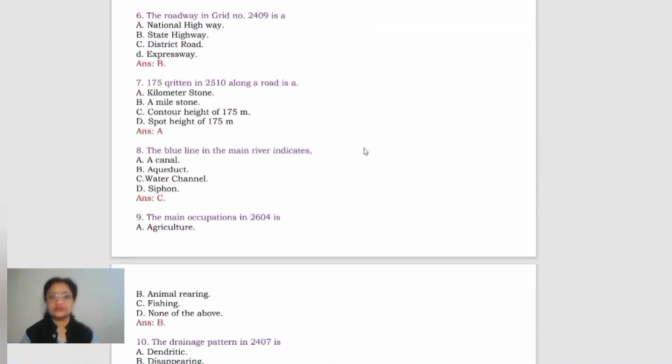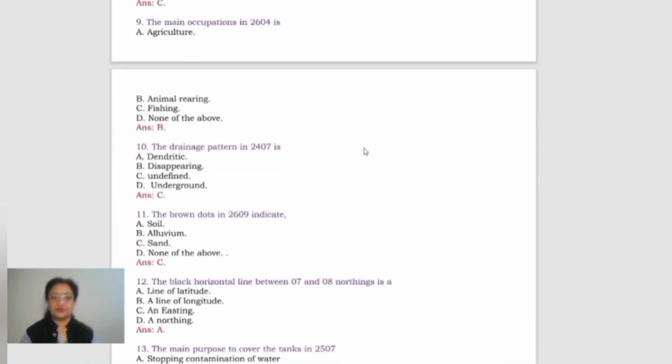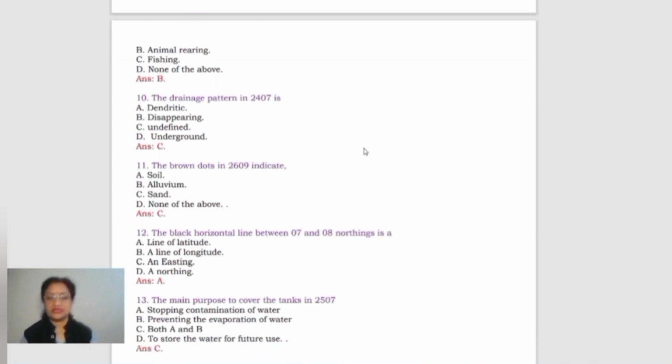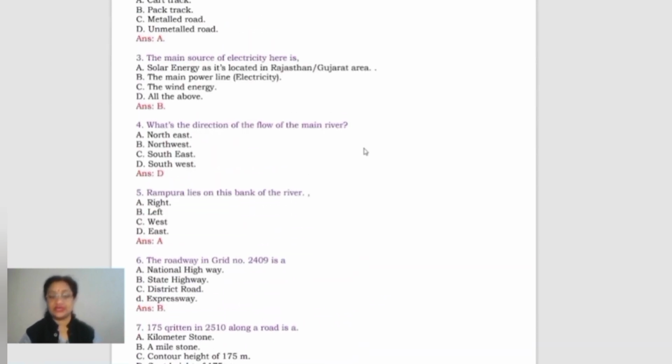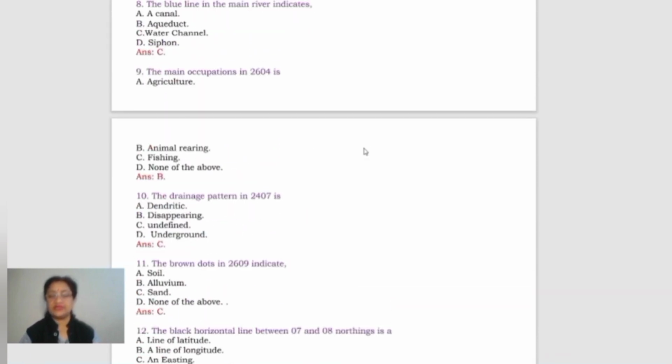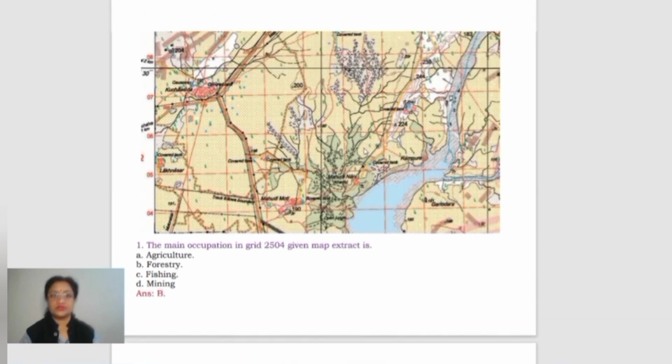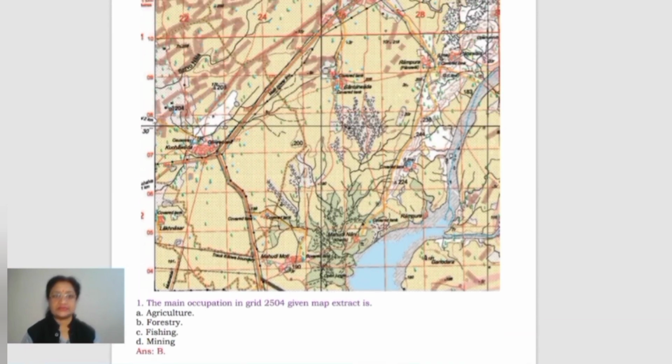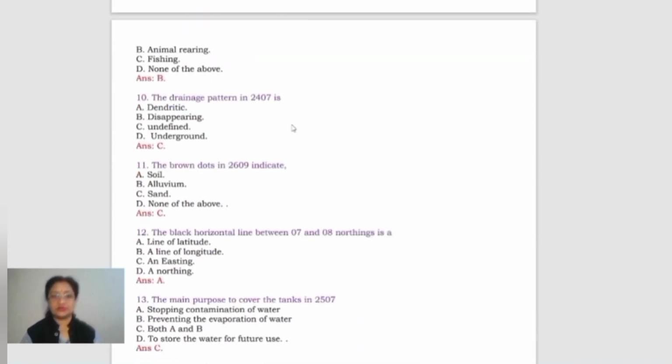This indicates the sand. Now next is the black horizontal line between 07 and 08 northings. Keep this in mind, horizontal. It should be line of latitude, but let's have a check between the northings 07 and 08. Yes, it is a black line, horizontal line. This is a latitude.